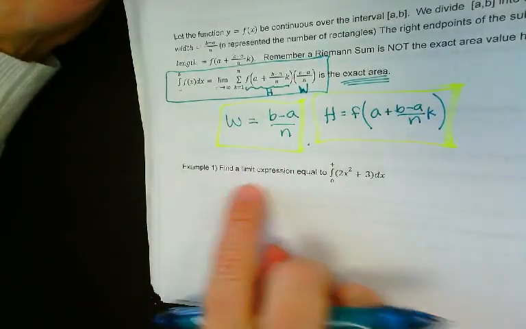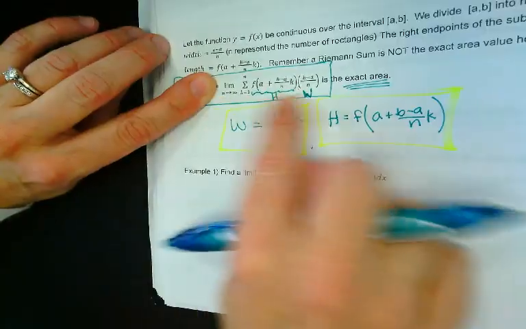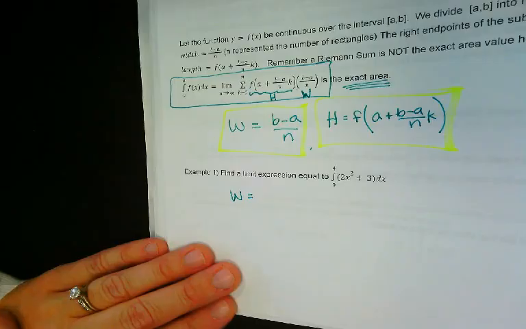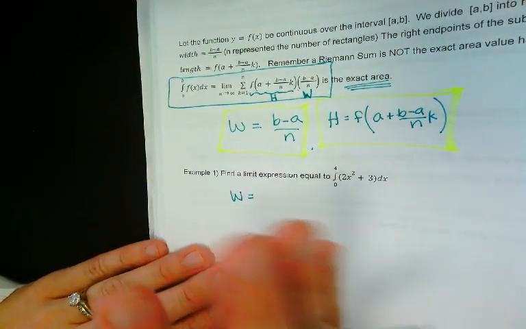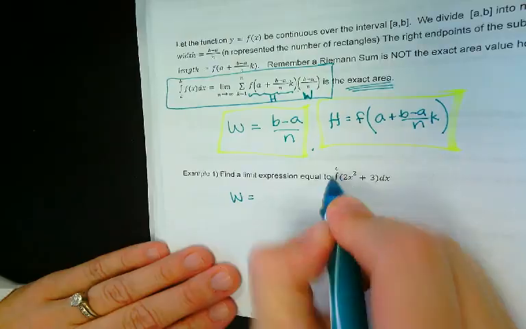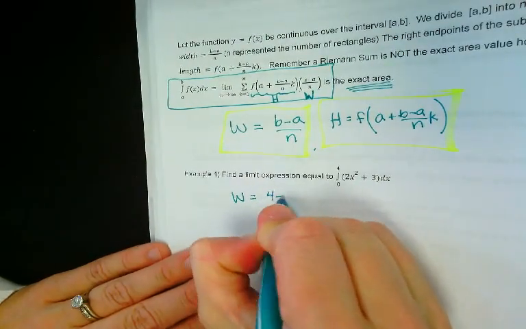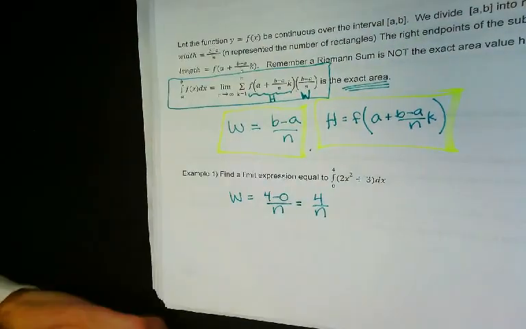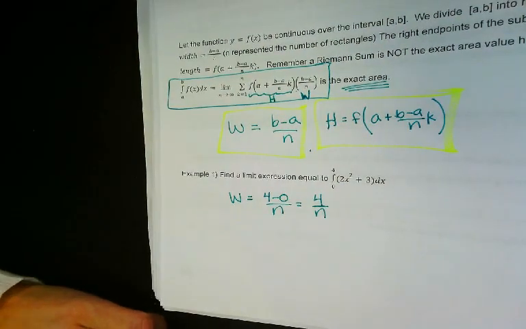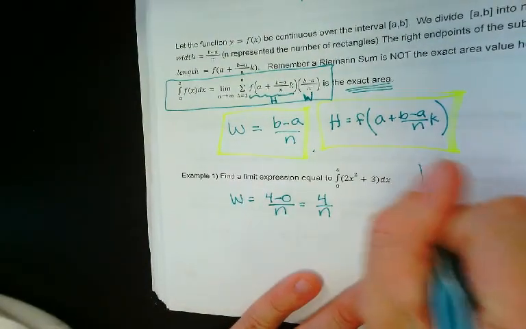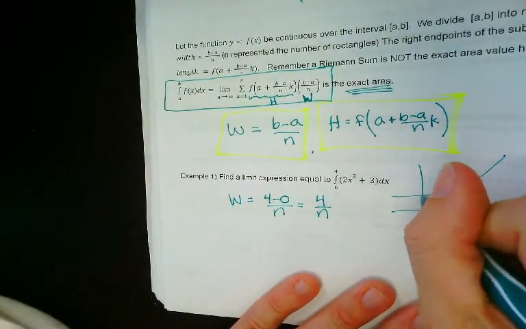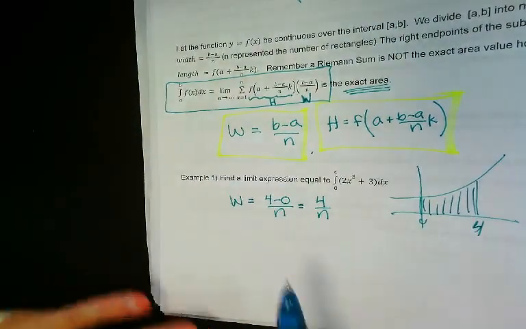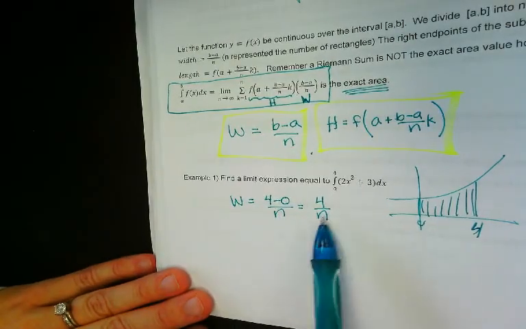So I have to find the limit expression that's equivalent to this. I'm finding this half of the equation. The first thing I always find is the width. The width is b minus a over n. This integral is telling me basically to shade from 0 to 4. So I'm going 4 minus 0 over n, or my width is 4 over n. Fairly simple. I have some function, a square root function, and it's saying from 0 to 4, it wants the area under the curve.